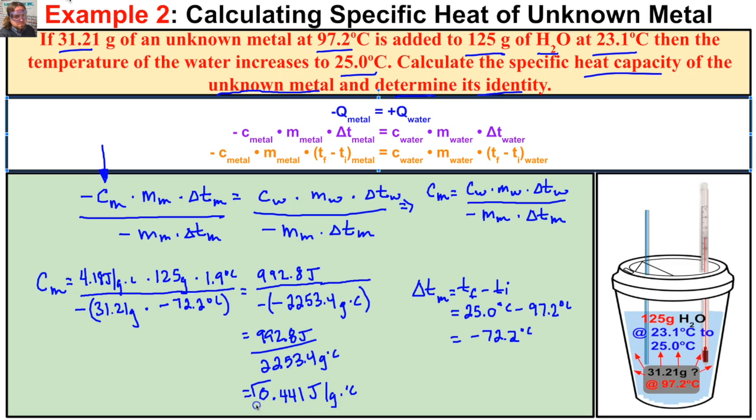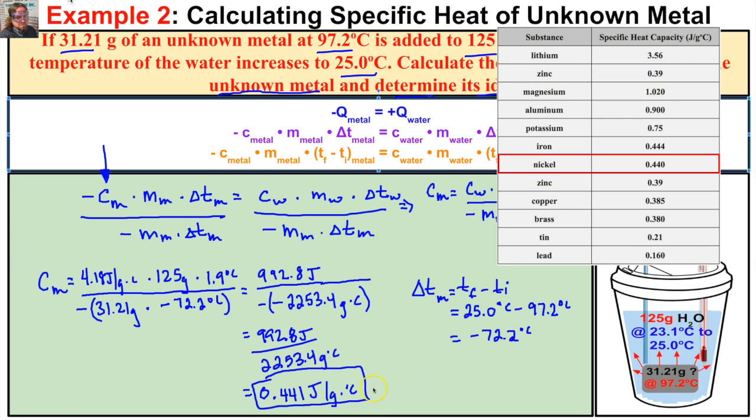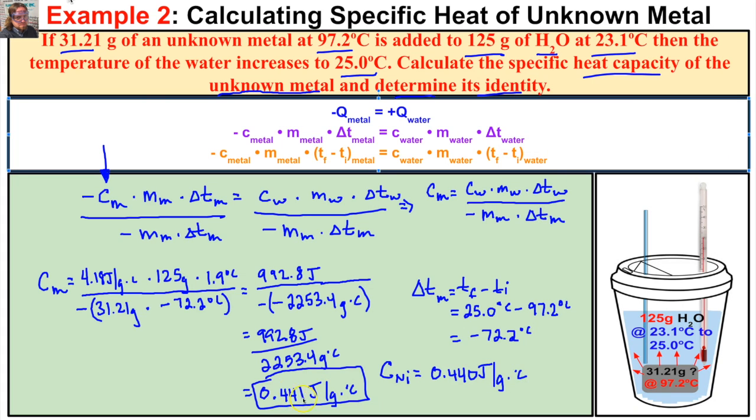So we just figured out our specific heat capacity of this unknown piece of metal, and what we can now do is refer to a table of specific heat capacities of different metals, and we can find the value that is closest to 0.441. And if we take a look at nickel's specific heat capacity, the specific heat capacity of nickel is equal to 0.440 joules per gram degrees Celsius. So we have a really close answer here to nickel. So it looks like this unknown piece of metal here is going to be nickel. So that is calorimetry in a nutshell.